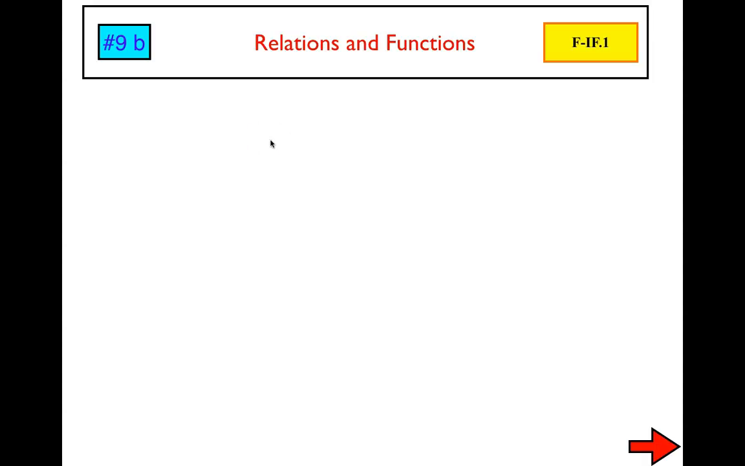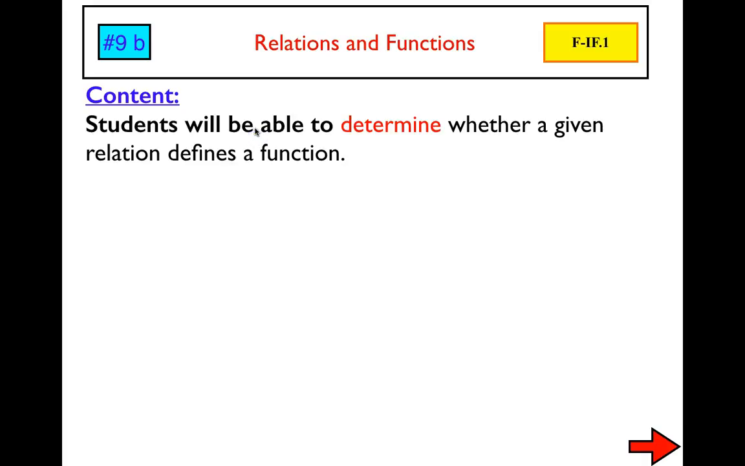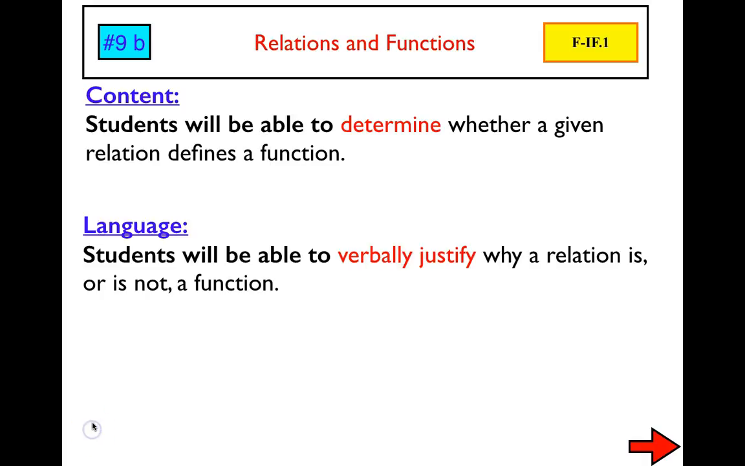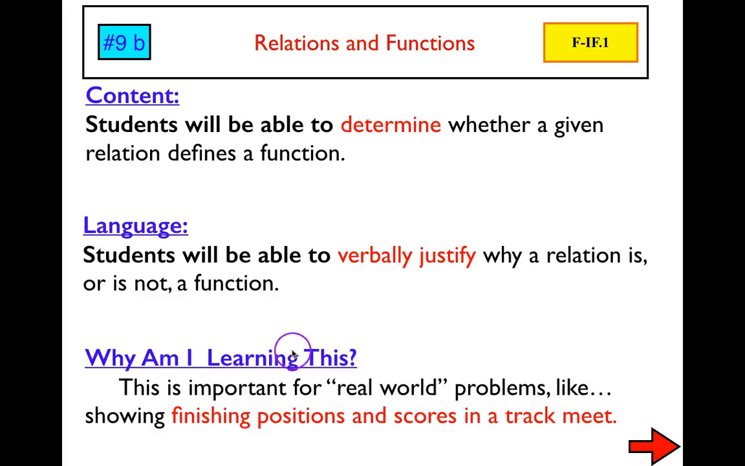So today we are working on 9B, which is relations and functions. Our content objective is students will be able to determine whether a given relationship defines a function. Our language objective is students will be able to verbally justify why a relationship is or is not a function. Why am I learning this? Well, it's important for real-world problems like showing how finishing positions and scores in a track meet.